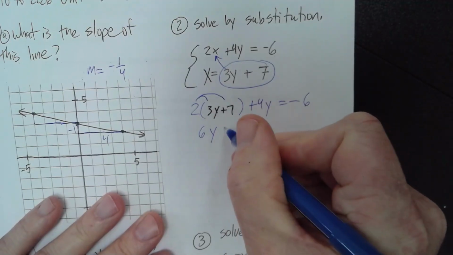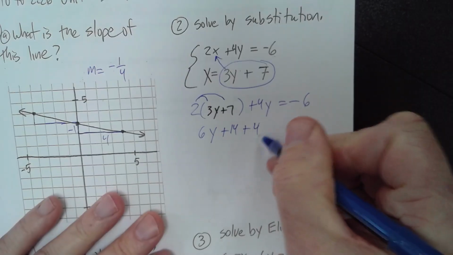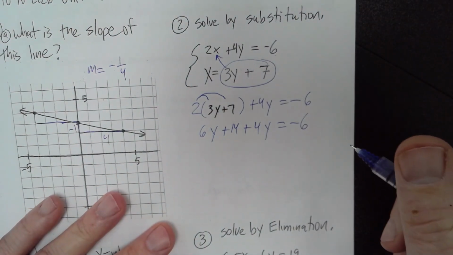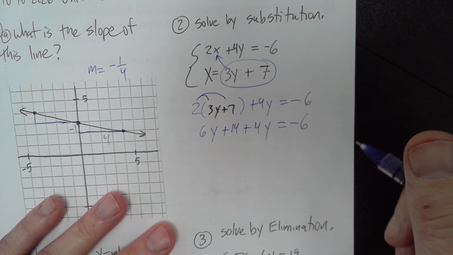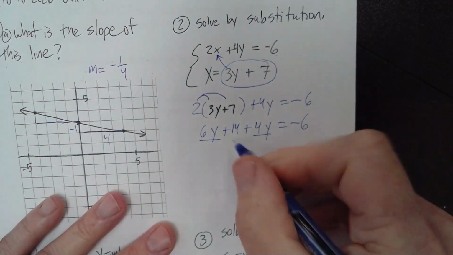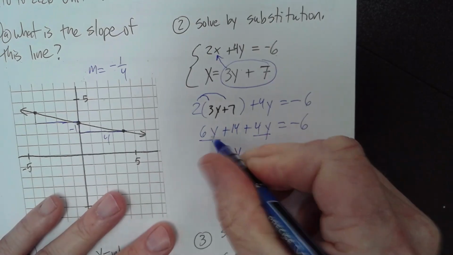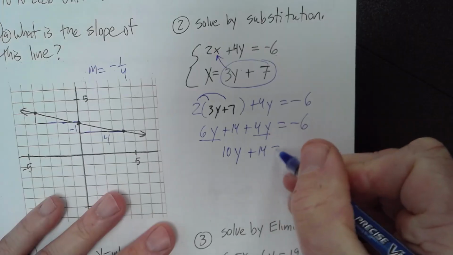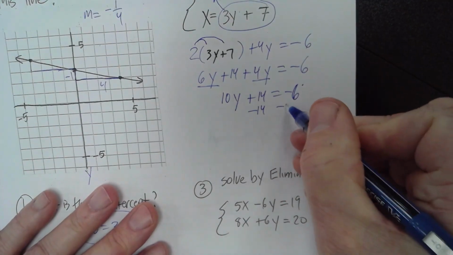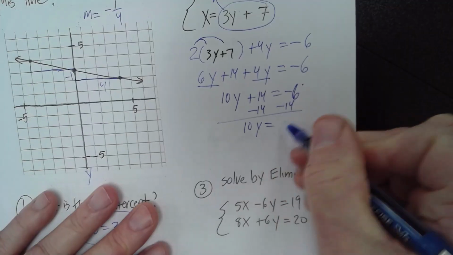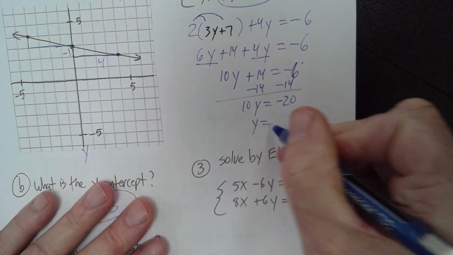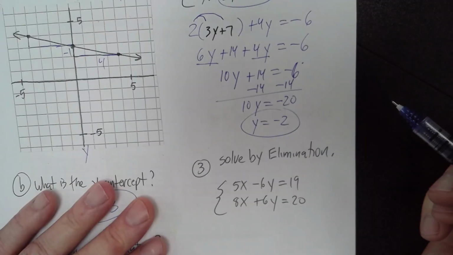6y, 14, negative 6. Same side, simplify. These are on the same side, they're like terms, we simplify them together. 4 and 6 make 10. We move the number. Borrow 6, borrow 14, we owe 20. Divide by 10, we get negative 2.